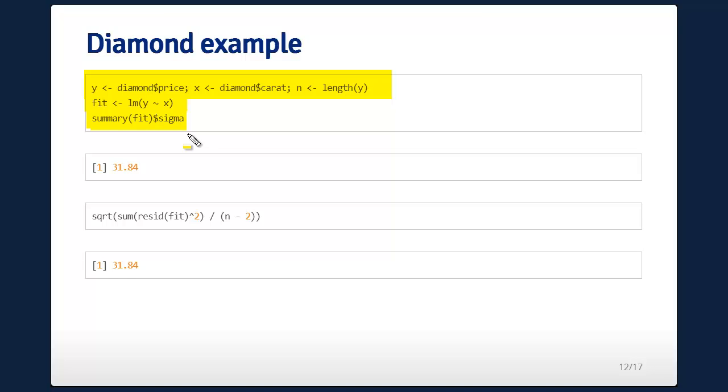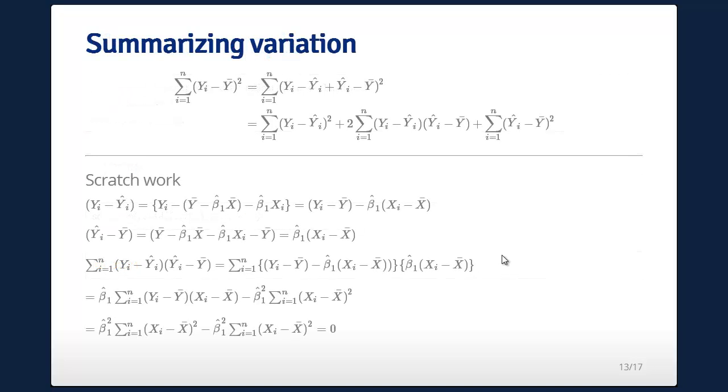It's expressed as a standard deviation, and in this case that works out to be 31.84. Just to show you that it's the same, we could get the residuals, square them, and then divide the sum by n-2, and that will give us sigma hat squared. We want to look at sigma, so we take the square root of that. You see it works out to be the same number. It's interesting that you can summarize variation in a clever way.